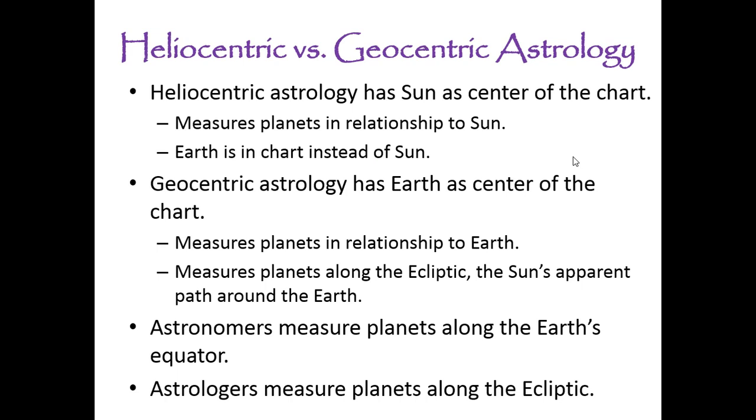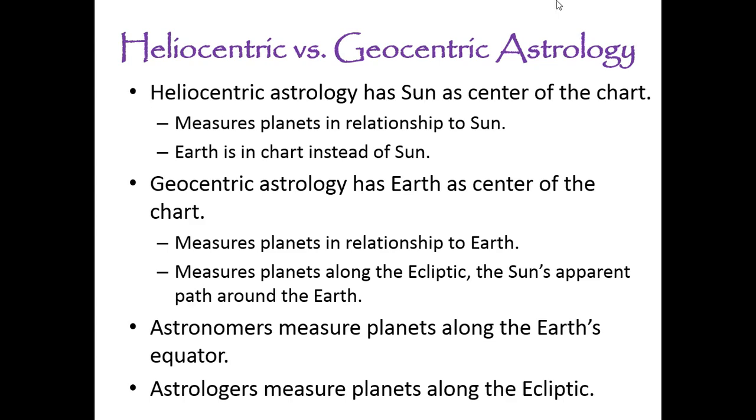Astronomers have a tendency, well, it always takes me a few minutes to take a deep breath and get in my rhythm with classes, if you haven't noticed that. Astronomers measure planets along the Earth's equator. Astrologers have a tendency, although it can vary, to measure planets along the ecliptic, which again is the sun's apparent path.